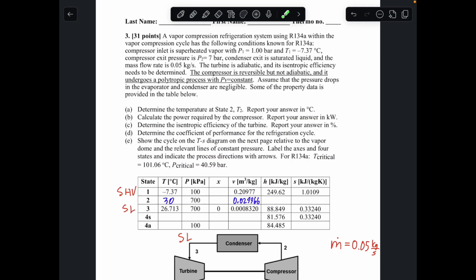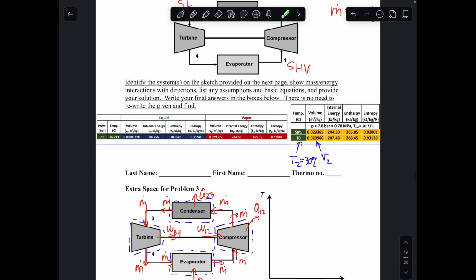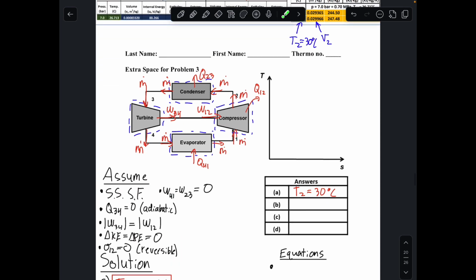All right, let's move on to part B now, which says calculate the power required by the compressor. And they want us to report our answer in kilowatts. So if we scroll down to our schematic, the term that we're really after here is this work from 1 to 2, this power input that we are putting into the compressor. Your first thought might be to apply first law over the whole compressor here, which is what we would usually do for a cycle problem.